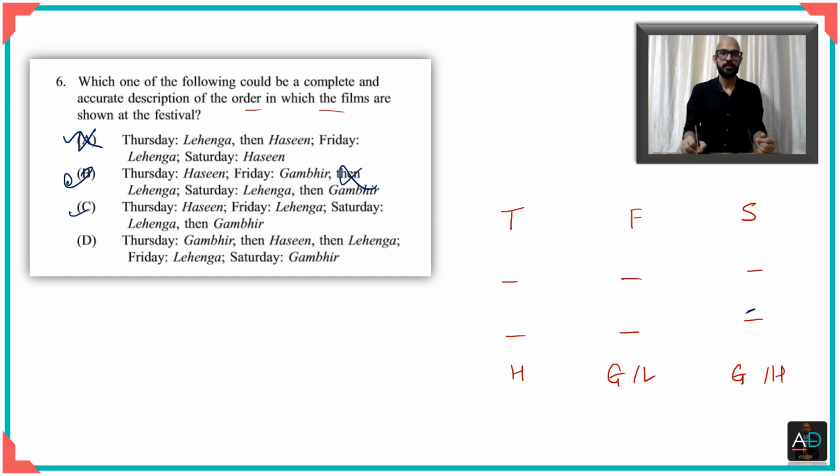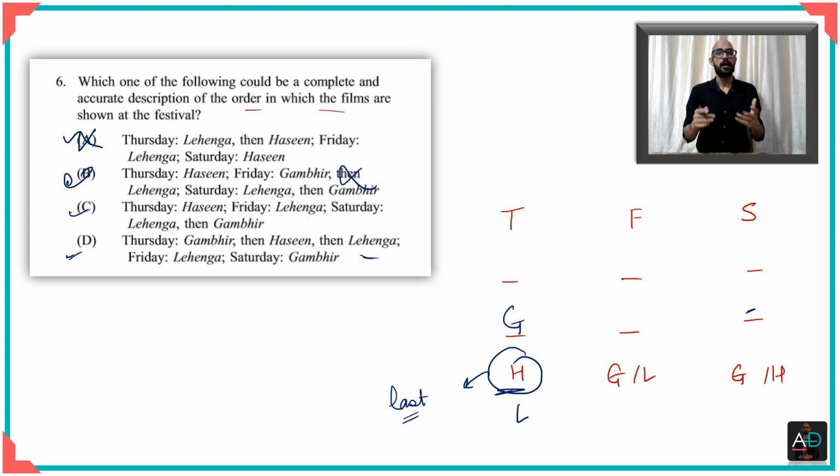Now let's have a look at option D. Option D says that on Thursday you have Gambhir, then Haseen, and then Lehenga. So you know immediately that this is wrong, because on Thursday you know that Haseen has to be the last show, which means there can be nothing after Haseen, and therefore even option D is eliminated, thereby giving us the right answer, option C, for question number 6. Let's move on to our next question.